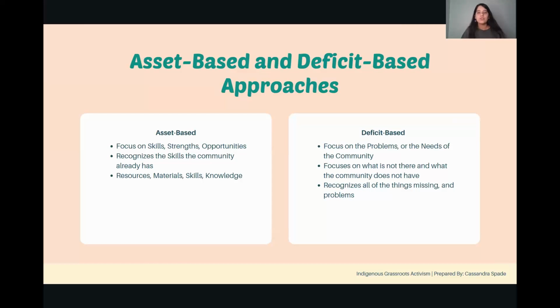An asset-based approach is when you focus on the skills and the strengths, the materials and resources that you have in your community. You recognize all the things that already exist, and you think of opportunities and possibilities and the things that you wish and want to see in your community. So this approach is about building on all of the things that already exist in your community and creating something new and something reflective.